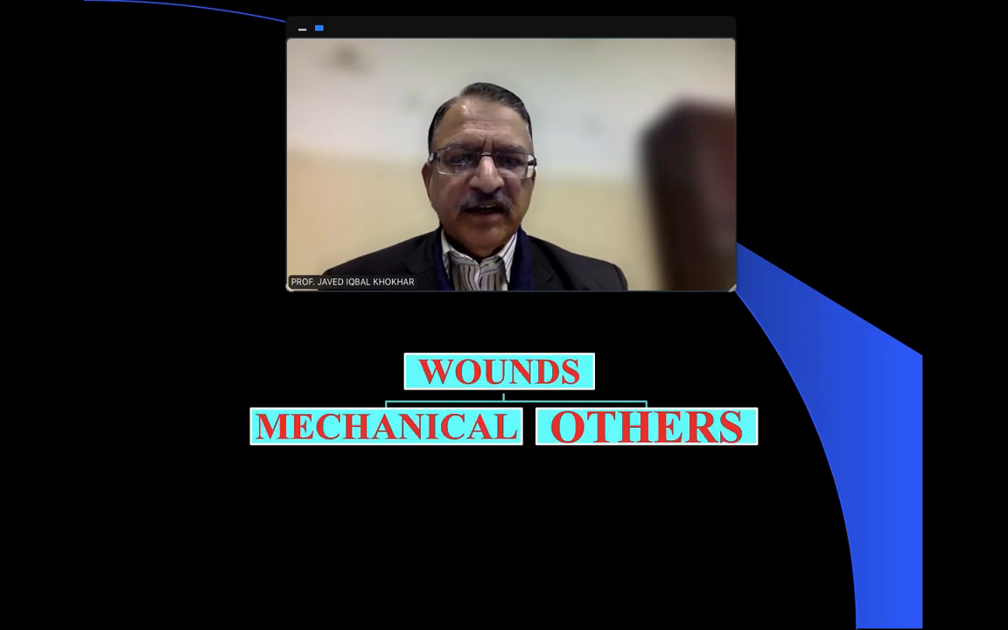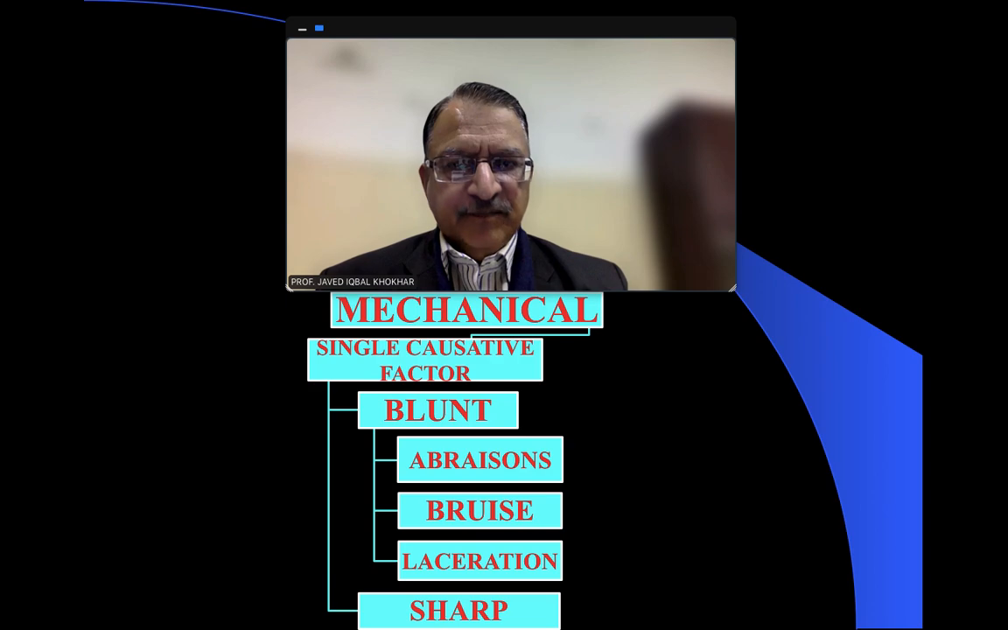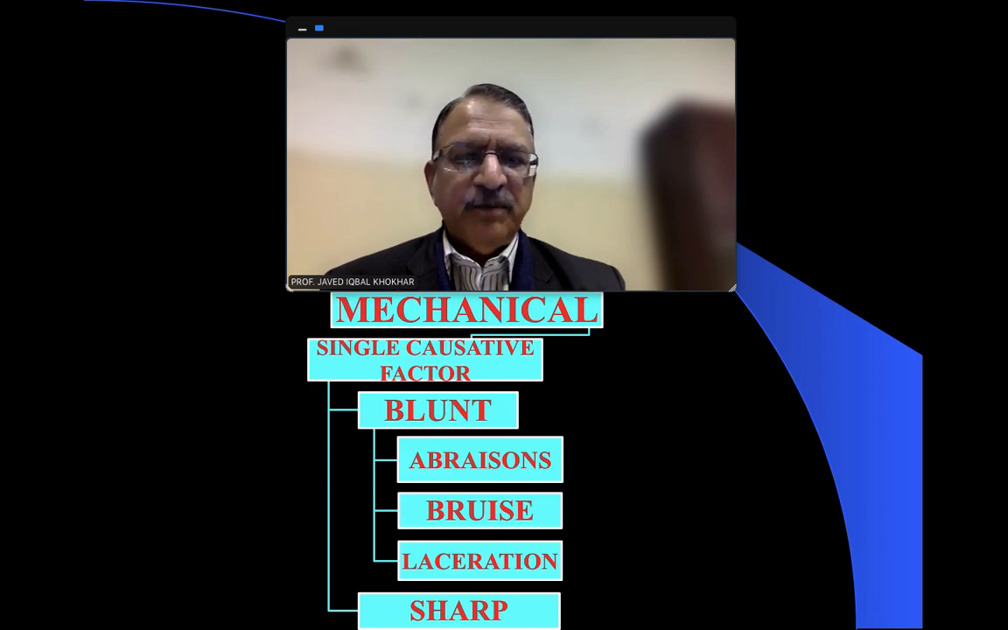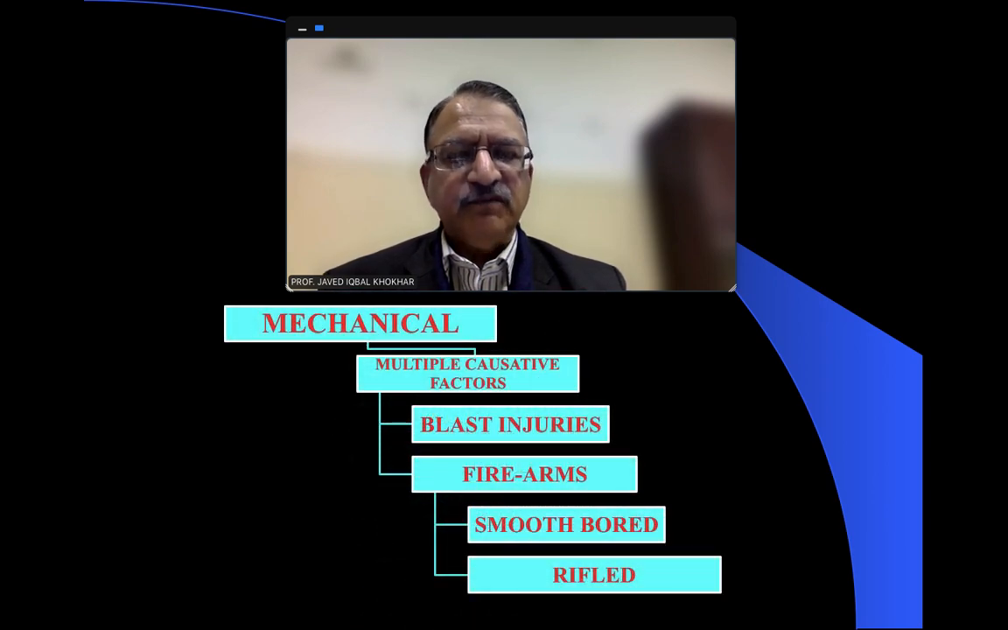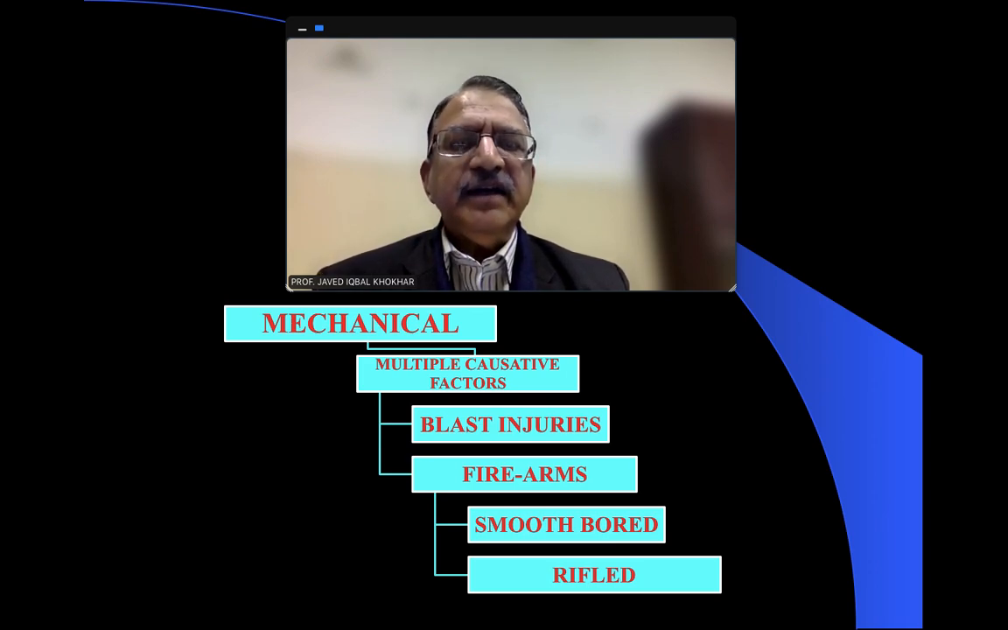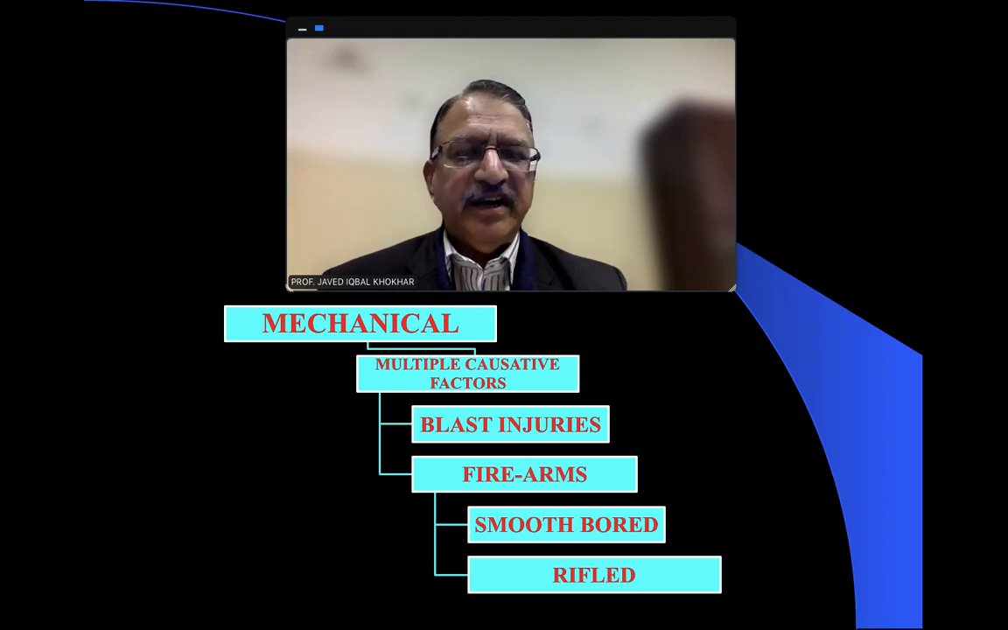Then the medico-legal classification: the wounds can be mechanical and others. The mechanical wound can be by a single causative factor, which can be blunt. A blunt weapon will cause abrasion, bruises, or laceration, or the weapon can be sharp, and the sharp weapon will cause the incised wound and the stab wound. And the other mechanical, multiple causative factors, these are blast injuries and firearm injuries.